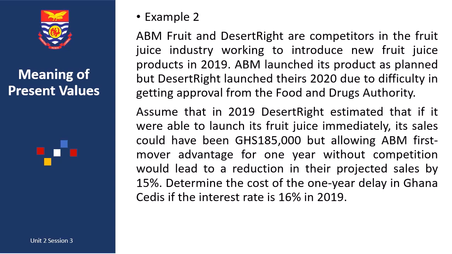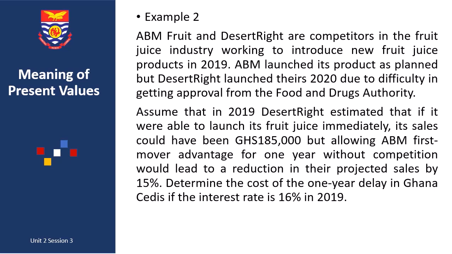Let's take note of the year. Now we have 2019 in the question, we have 2020 in the question. But the requirement of the question is saying that we should determine the cost of the 1 year delay in Ghana cedis if the interest rate is 16% in 2019. Alright, so let's assume there's no 2020. It will simply mean that they projected 185,000.